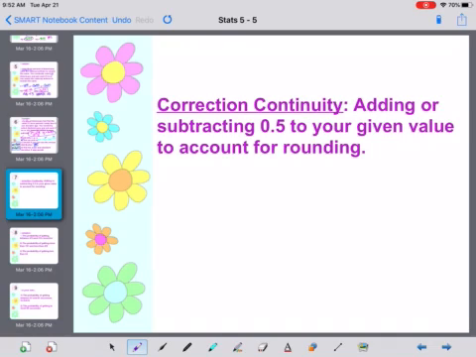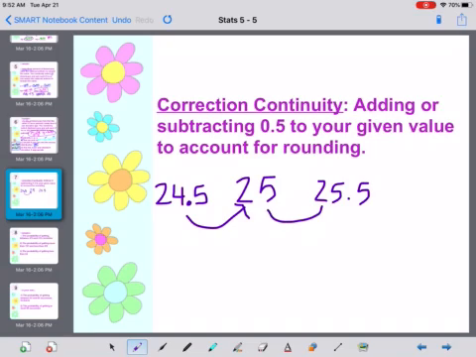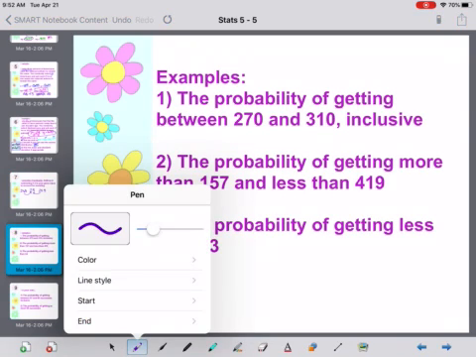We're just going to finish up 5-5 and then we're going to be done with that. So we're going to start with continuity correction, which is adding or subtracting 1/2 to account for rounding. If I'm saying that my cutoff is 25, you have to think that 24.5 is going to round up into 25, and anything up until 25.5 is going to round down into 25. So continuity correction is all based on halves, and it's just whether or not you want to include it, whether it's greater than, less than, greater than or equal to, less than or equal to.